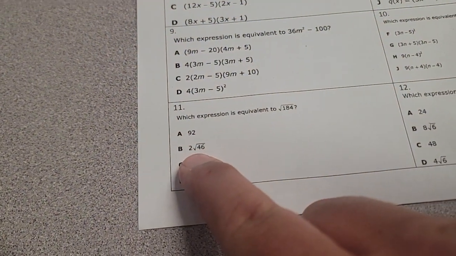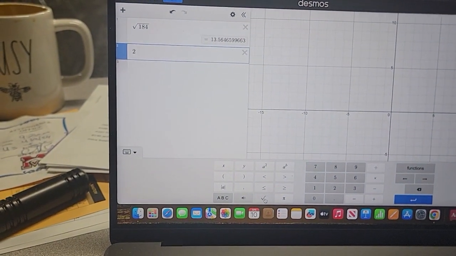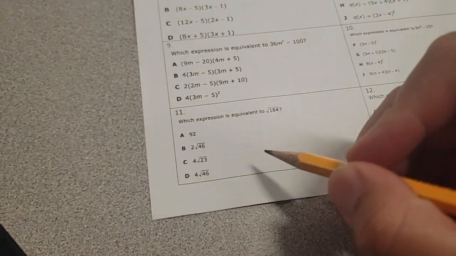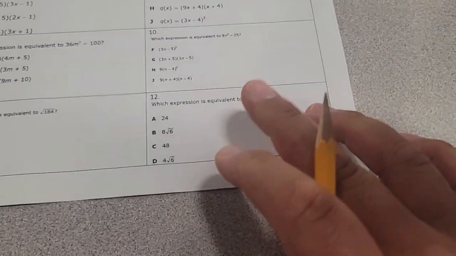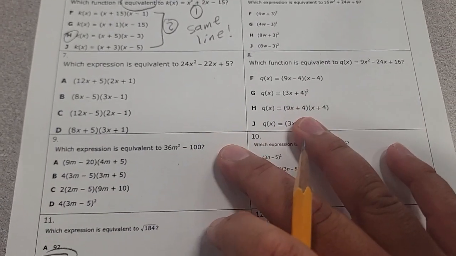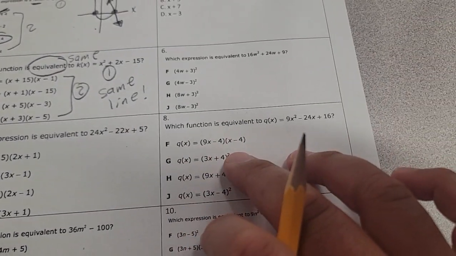So 92 does not match 13.56, whatever. Let's put this one, 2 square root of 46. Right here, you just type in 2 and the square root symbol, 46. Look, that's the same decimal. Remember, equivalent means the same number. So that means my answer is B. That's how you do those on the bottom, 11 and 12. All these are the same, guys. Equivalent means they have to be the same. It's just a lot of typing. And just change everything to x's, okay?